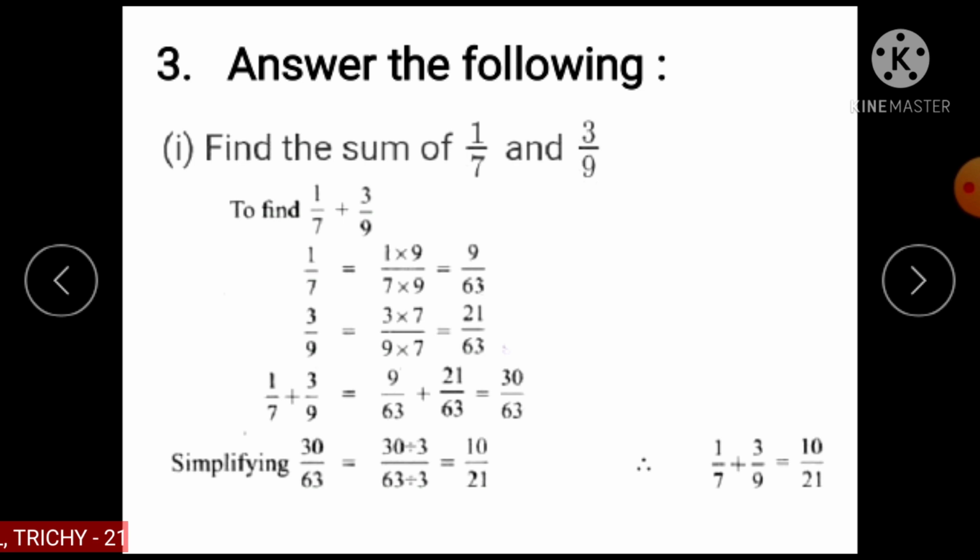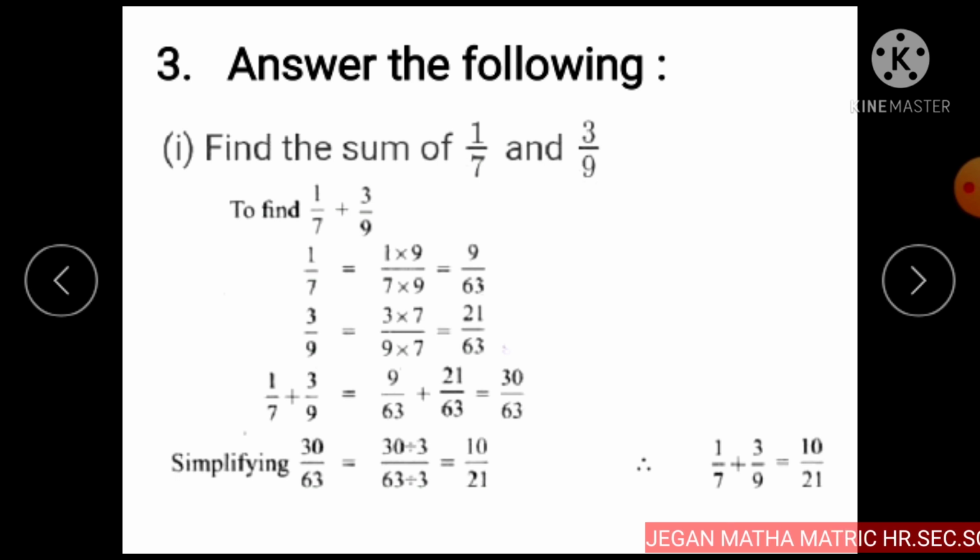Subdivision 1. Find the sum of 1 by 7 and 3 by 9. 1 by 7 plus 3 by 9 is the question. So, here two different denominators are present. So, first we convert to a common denominator. We find the common multiple of 7 and 9 is 63.